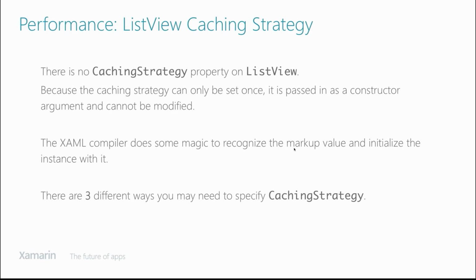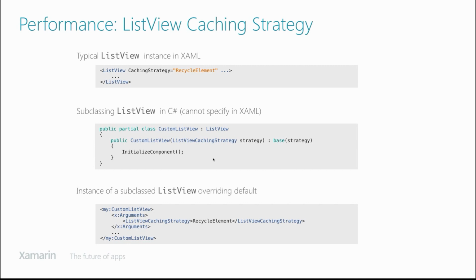You'll set it just like a regular property in XAML if you're consuming a regular instance of ListView. There's actually 3 ways that you can specify caching strategy in ListView depending on how you're using it. So typical ListView, I'm using a regular ListView, it's the normal one out of the box. Boom, I can specify it using CachingStrategy RecycleElement in my XAML. I know that looks like a property. The XAML compiler, the XAMLC compiler, or the interpreter at runtime will look for this special property, do some magic, and instantiate your ListView with that value in the constructor, as if you had built it in code behind. So I know it looks like a property, but it's not.